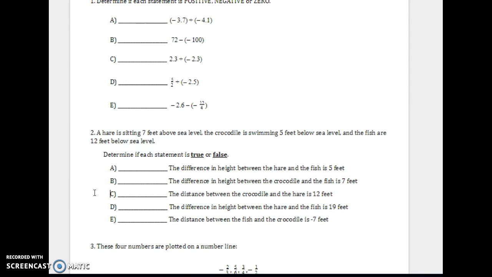A. The difference in height between the hare and the fish is 5 feet. B. The difference in height between the crocodile and the fish is 7 feet.